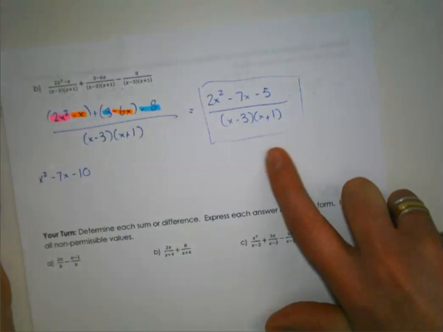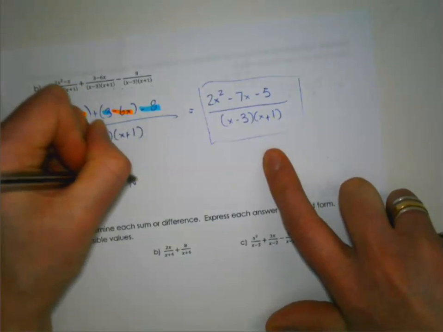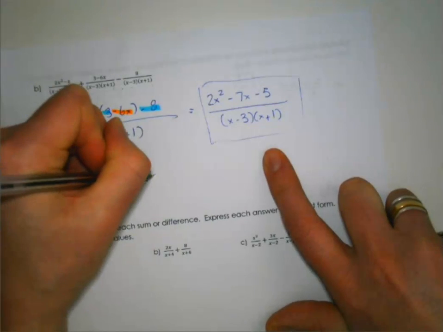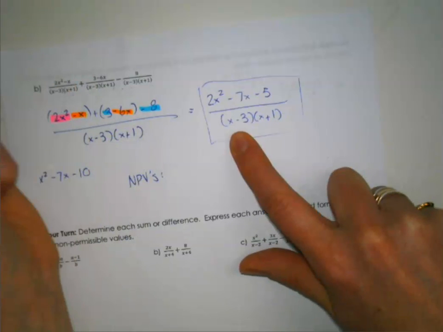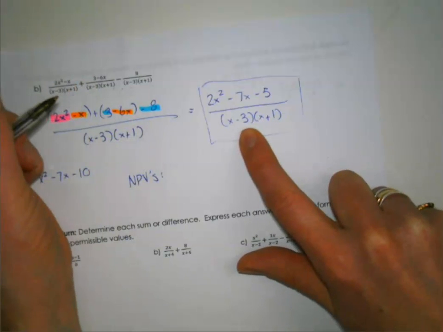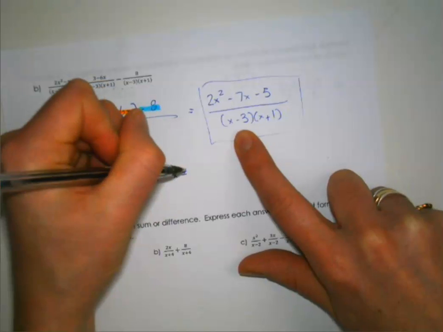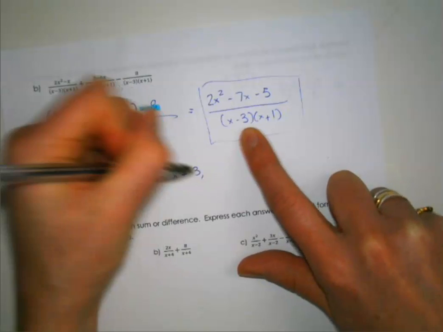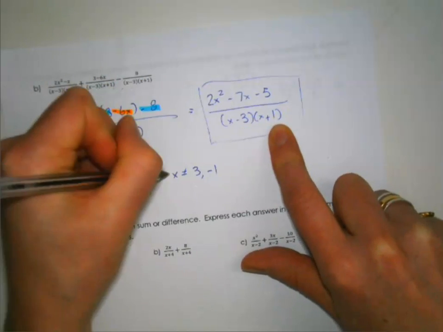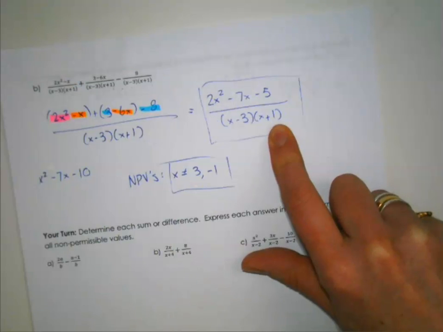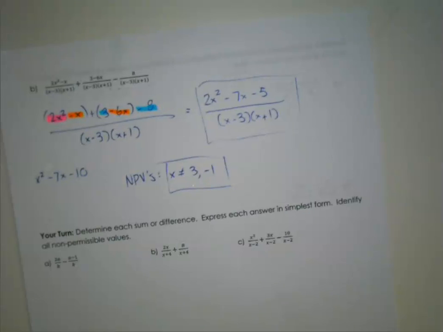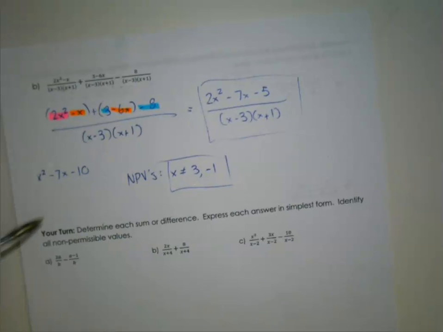And then the only other thing we want to do is solve for our non-permissible values. And this one's nice and easy because when you have two sets of brackets like that, remember it's just the opposite sign of each of the numbers. So we're going to say x cannot equal positive 3 or negative 1. Those are our NPVs. Okay, so hopefully pretty straightforward, especially with the common denominators.